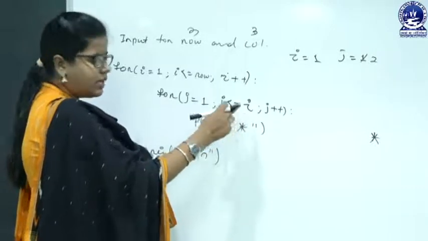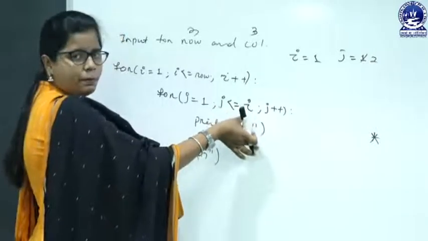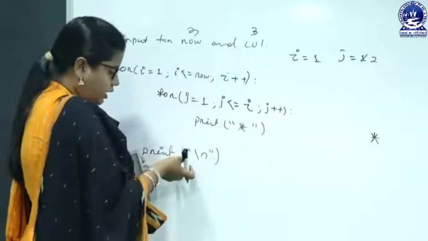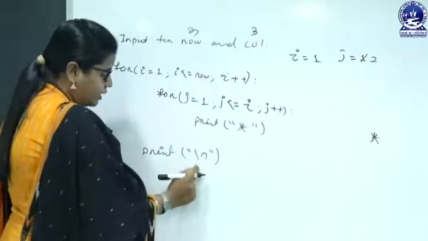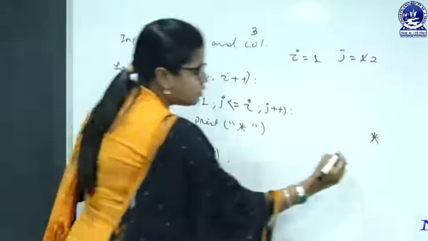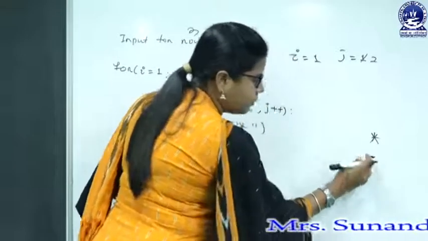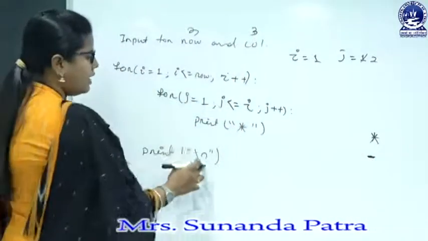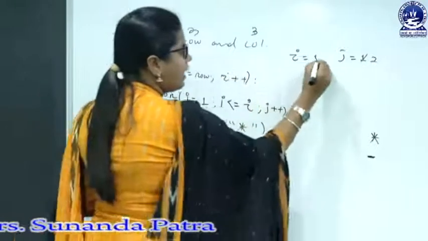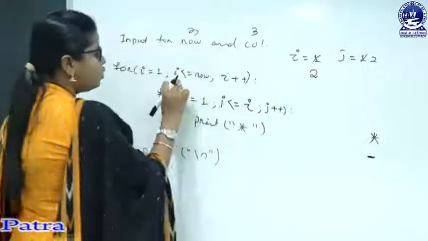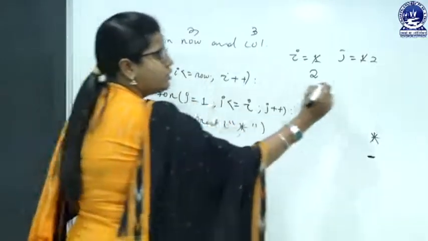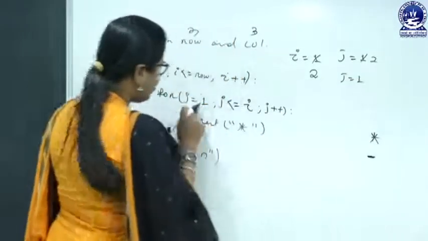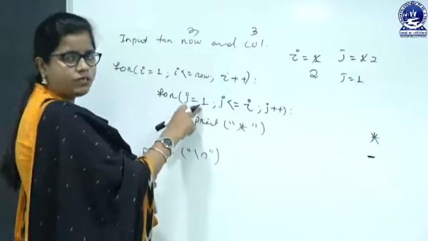The inner loop condition is false, so we will go here, inside the outer loop. Here we need to print a line break. So the next will start from here. Then the I value is incremented, I value will be 2. 2 is less than equals 3, true. Then here j equals what? Again 1. J will be initialized with 1.